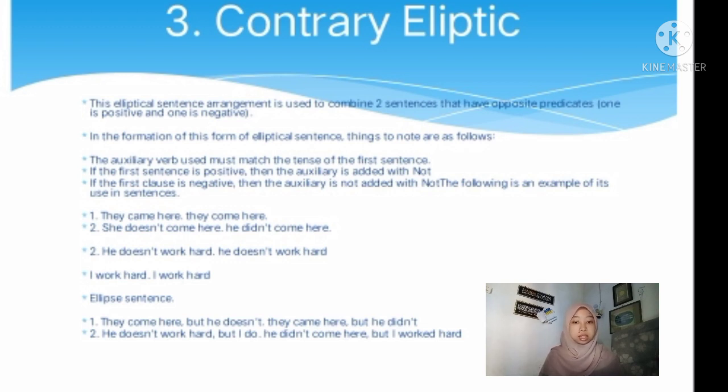1. They come here, he doesn't come here. 2. She doesn't come here, he comes here. He does not work hard, I work hard. Elliptical sentence. 1. They come here, but he doesn't. They came here, but he didn't. 2. He doesn't work hard, but I do. He didn't come here, but I did.